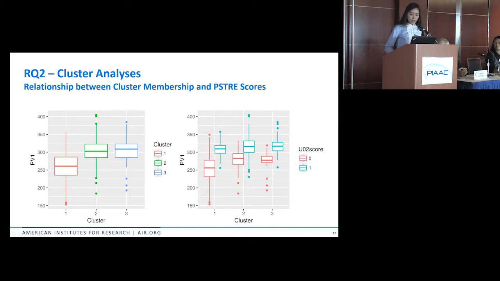What is more interesting is that when we break down the clusters further by the U02 score, 0 correct or incorrect. So if you answer correctly to the items, it actually doesn't matter which action patterns you use, whether you spend much time or short time on the items, it doesn't matter much. But if you answer incorrectly to the item, you can see that these 3 clusters seem to have very different PSTRE skills.